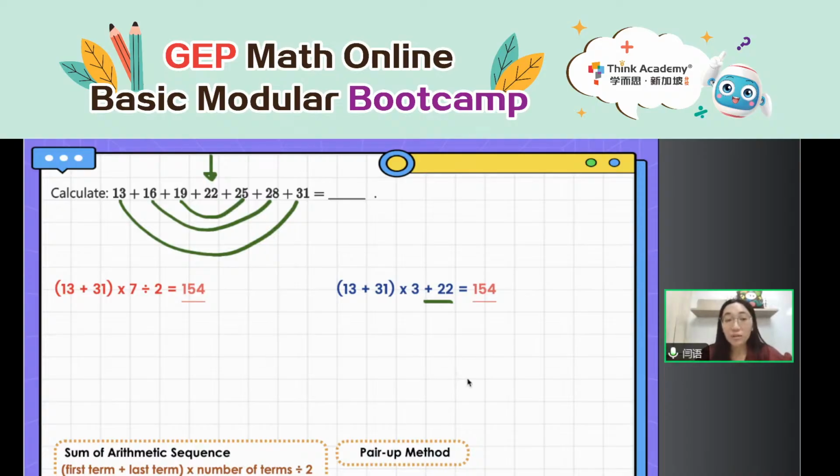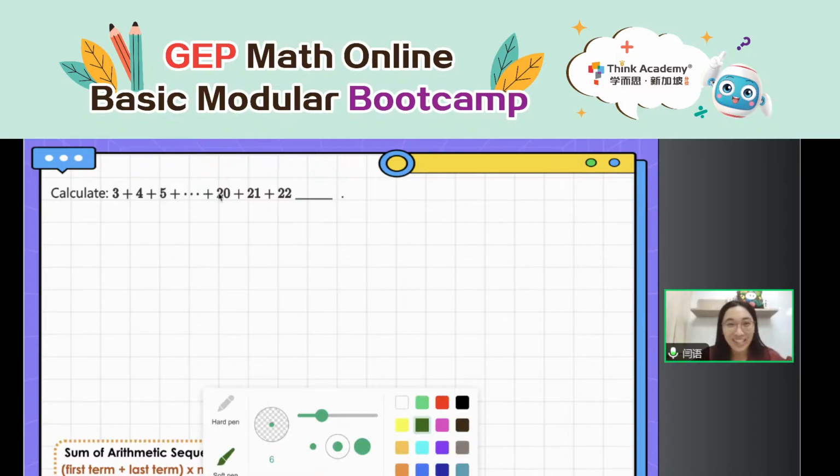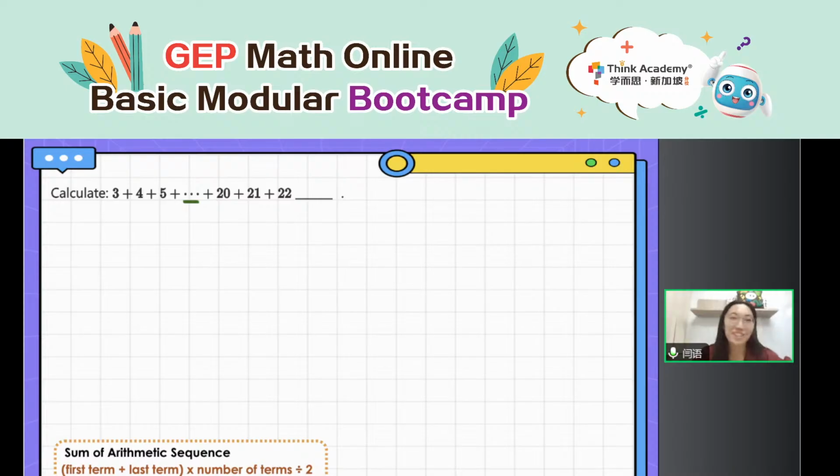Good. So now you see that we have 2 different methods if you already know the total number of terms. What if I change the question a bit? Now this time, you see, I put dot, dot, dot in the middle. What is the meaning of dot, dot, dot? That is, you follow the same pattern and there are some missing numbers in the middle, but you cannot just imagine that they are not there, okay? So what is the complete expression? It should be 3 plus 4 plus 5 plus 6 plus 7 plus 8 plus 9 plus 10, and so on, until 22. Okay, so again, everyone have a try.